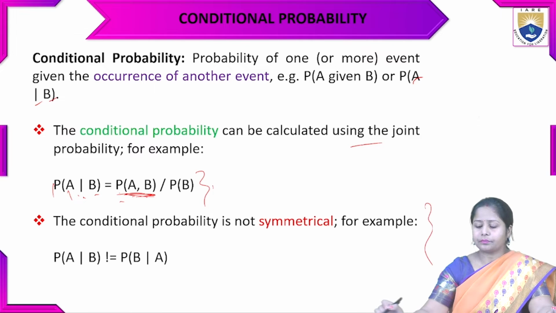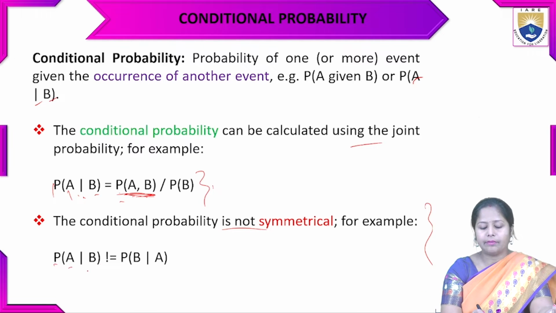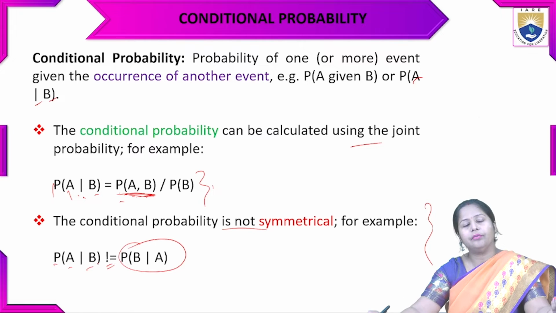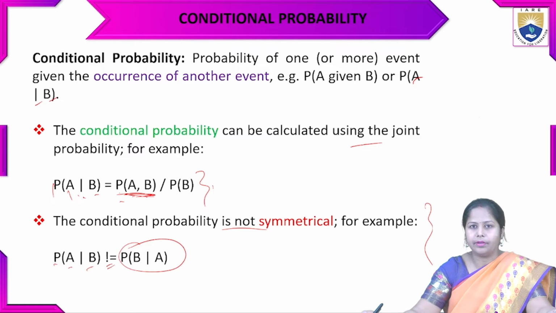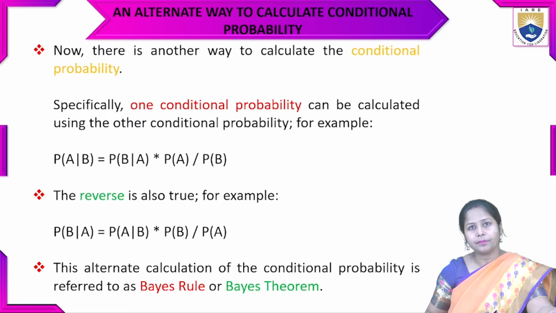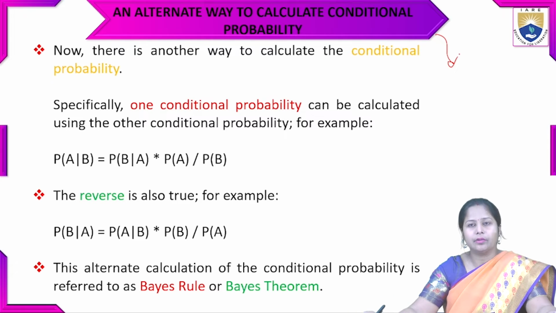The other property is that the conditional probability is not symmetrical. For example, P(A given B) will not be equal to P(B given A). So if one event is occurring, that will be dependent on the other event, but we cannot say that the other is also depending on the first event, right? That is the alternate way to calculate the conditional probability.